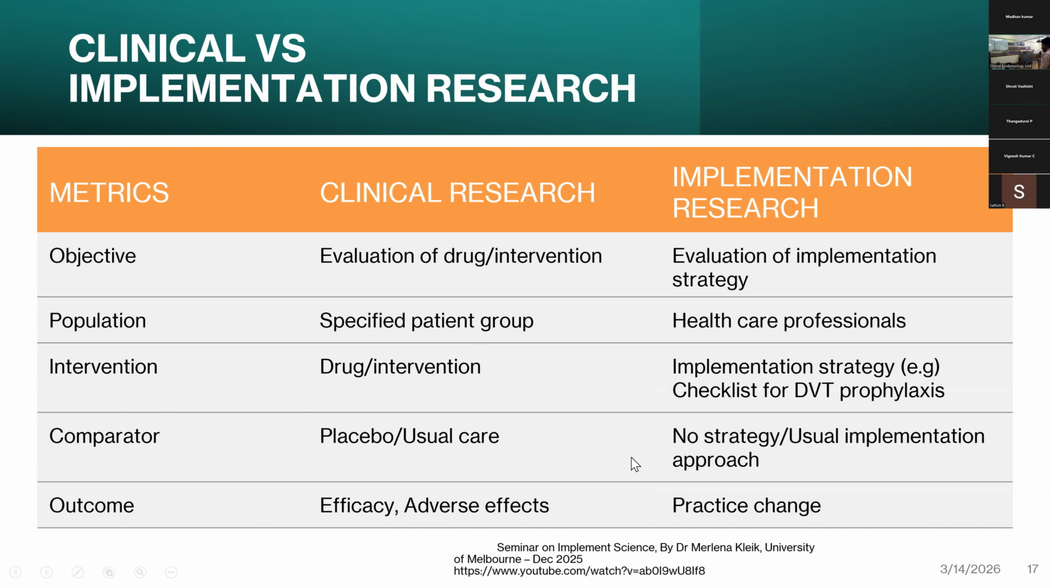Say, for example, a checklist for DVT prophylaxis. The comparator arm is usually placebo, whereas in implementation research, the usual strategy that is routinely followed is used as the comparator. Outcomes in clinical research can be efficacy or safety outcomes, whereas in implementation research, the outcome is in terms of how much practice change we have achieved.